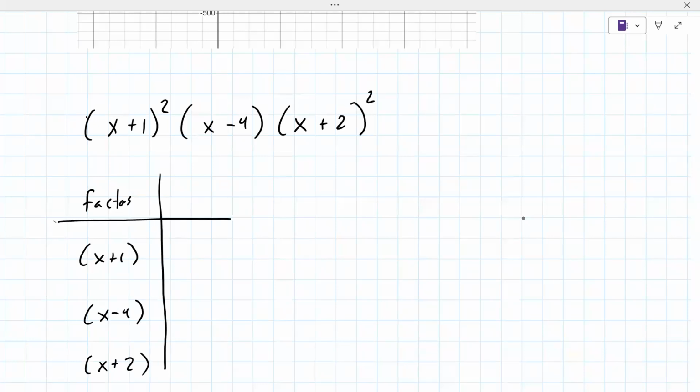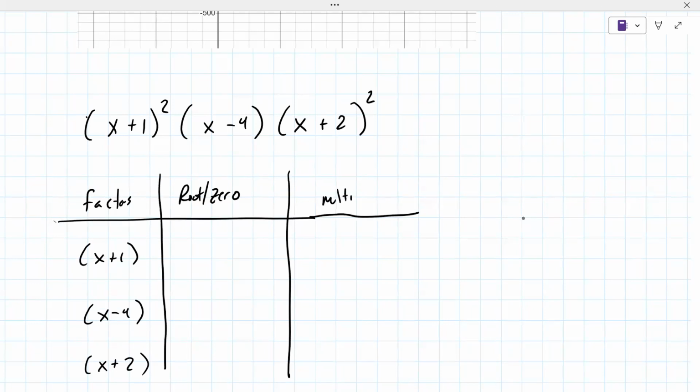Okay. And then the next thing is the 0, or the root. That would be 2, 1, and then 2 again. That's the multiplicity. The root, oh, 0 is the root. So setting that equal to 0, that'd be -1, +4, and -2. Good. And the multiplicity is 2, 2, 1, 2, like you said.